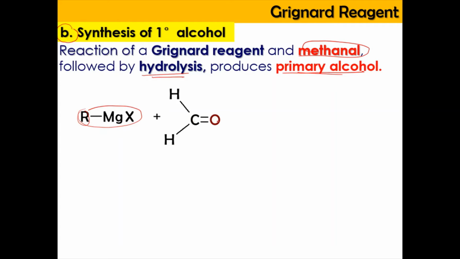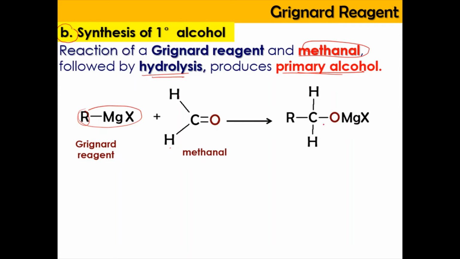Okay, C double bond O, H and H. So here is the methanal. When the Grignard reagent reacts with methanal, you're going to produce RCH2OMgX. Okay, and this is because MgX is going to attach at O and R is going to attach at this point here. Okay, and it will undergo another step, which is the hydrolysis step. So hydrolysis means that it's going to have water at acidic condition.